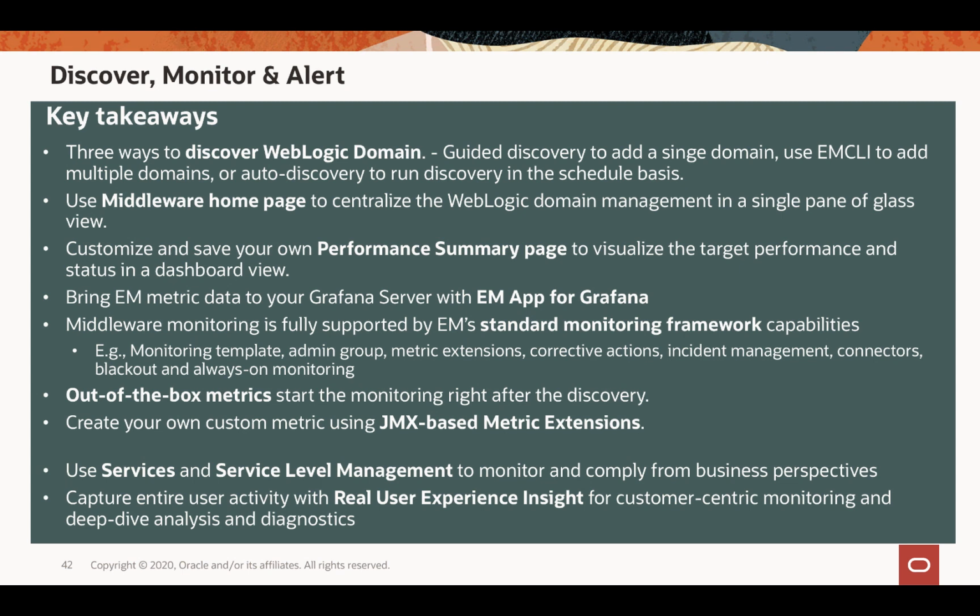Key takeaways. There are 3 ways to discover WebLogic domains. You can use guided discovery to add one or more domains, or you can use EMCLI to add multiple domains, or use the auto discovery process to run the discovery on a schedule basis. Middleware homepage is where you can centralize the monitoring of multiple WebLogic domains. Performance summary page is a customizable dashboard where you can see the target performance and availability status.